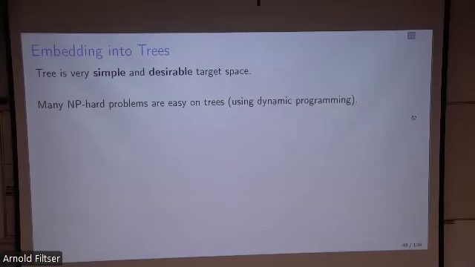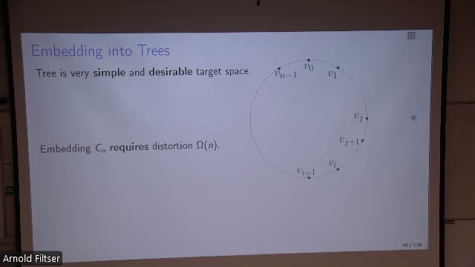And now we start with the main topic, which is embedding into trees. Trees are a very desirable target space. Trees are very simple, and almost any problem you can just solve by dynamic programming on a tree. Lots of NP-hard problems become easy once you go to a tree. However, trees are not very representative. Consider this super simple graph, just a cycle, and suppose I want to embed it into a tree. What I can do is delete some edge. But what will be the distortion?